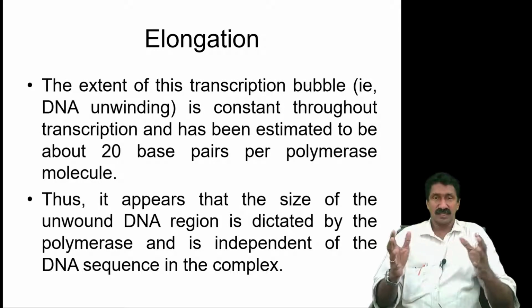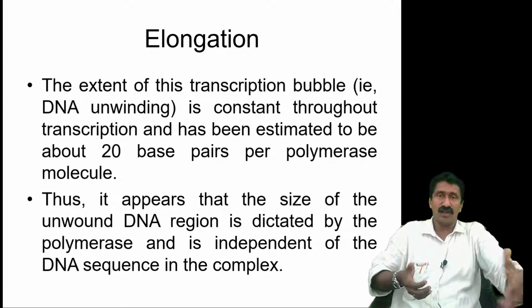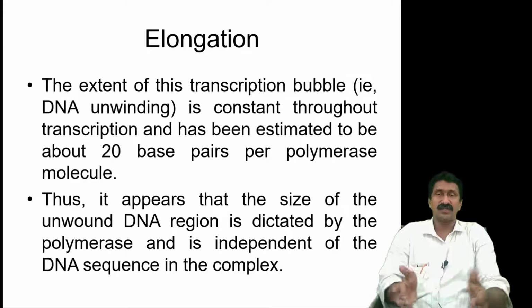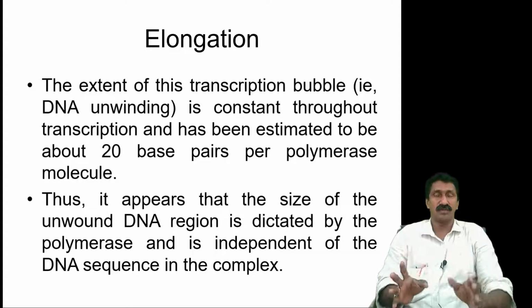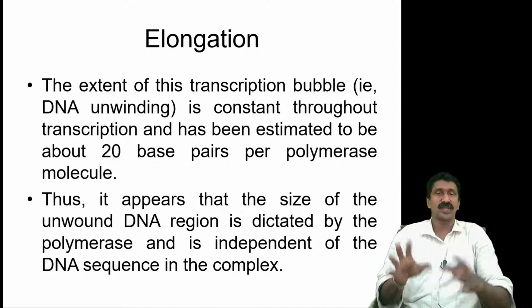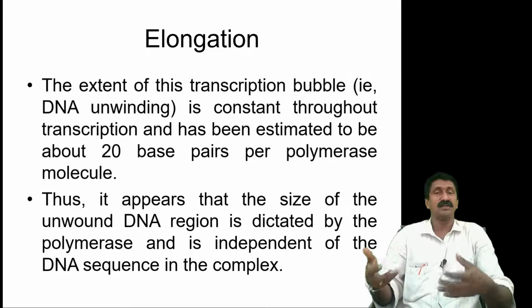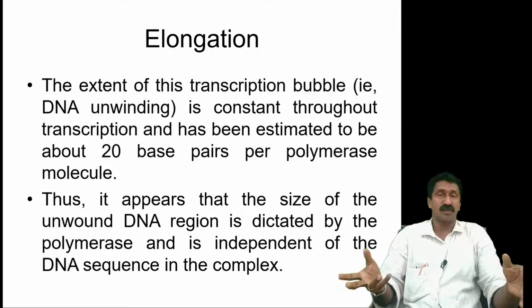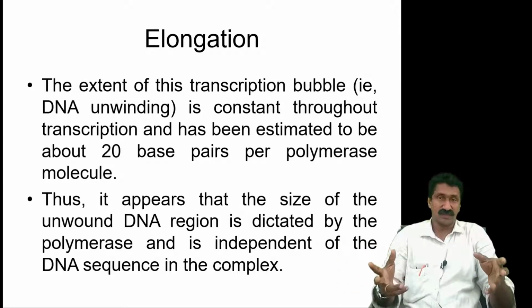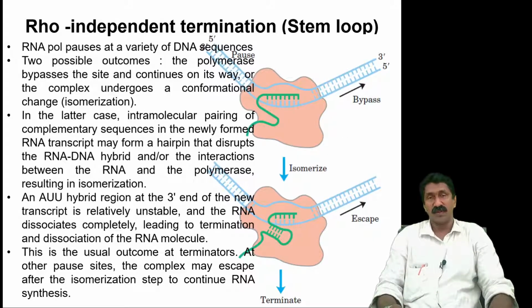That means the size of the bubble, or the length of the unwinding, is actually determined by the polymerase. So the polymerase actually unwinds only about a 20 base pair length region, and that constitutes the bubble. So that length of unwinding is determined by the polymerase enzyme and not by the DNA sequence or the entire complex or the associated proteins. So this is the overall length of the transcription bubble.